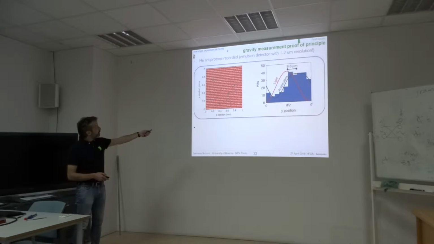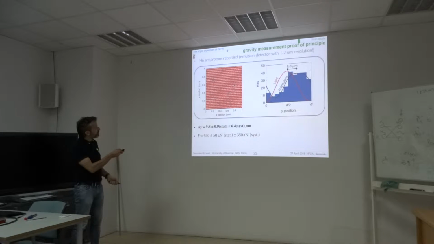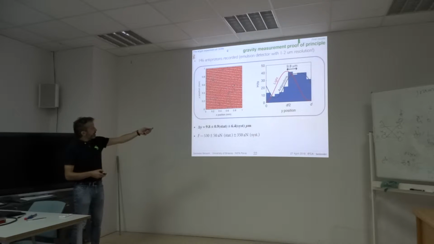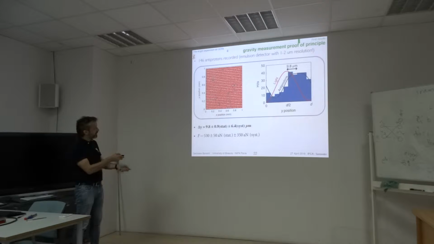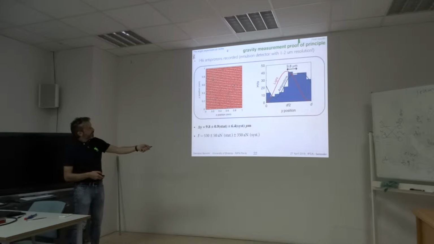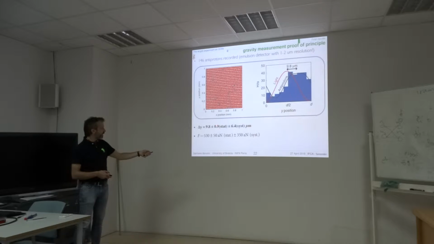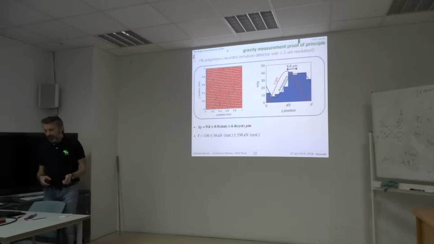This is an example of an antiproton annihilation. We used emulsions with very high resolution, with 1 to 2 microns. We were able to detect clearly 146 antiprotons. And here you see the picture I showed you before, in which you have the light distribution and the antiproton distribution. You see that you have indeed a shift of about 9.8 micron. We have a not small systematic, but nevertheless we've been able to measure a deflection of about 10 microns.